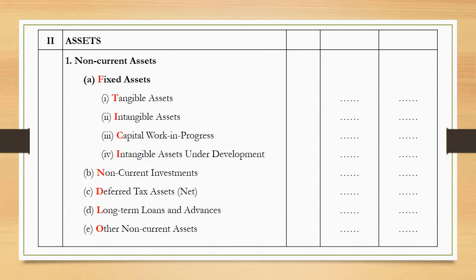On the asset side, for non-current assets, it was FATAFAT, TIKI, NEW DELHI, LO. So the same thing is over here. FATAFAT, that is fixed assets. TIKI, that is tangible assets, intangible assets, capital work in progress, and intangible assets under development. NEW DELHI is non-current investments and deferred tax asset. LO is long-term loans, advances, and other non-current assets.